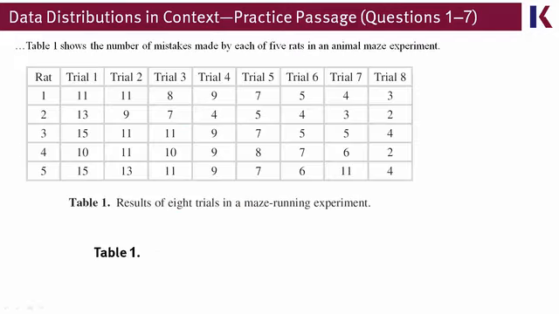Then finally, the top of the screen is actually the end of the previous paragraph, but this is all the data. This particular study that we're going to be focusing on in almost all of the upcoming questions is about these 5 rats in a maze. They do 8 trials each, and it's recorded the number of mistakes that they've made.